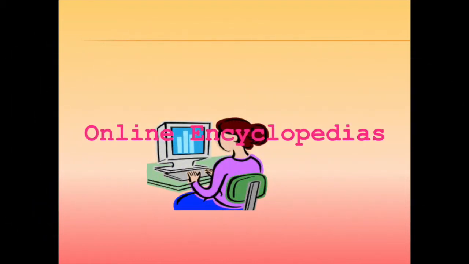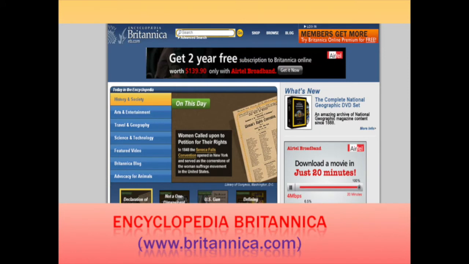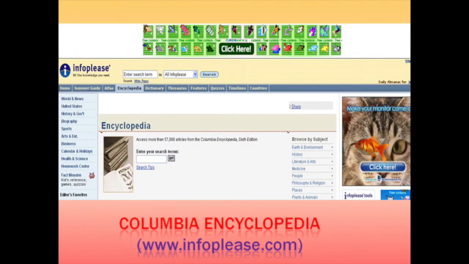Online Encyclopedias: online encyclopedias are accessible via World Wide Web. There are some benchmark online encyclopedias: Encyclopedia Britannica, the best encyclopedia in the world and on the web; Columbia Encyclopedia, with the web address infoplease.com.